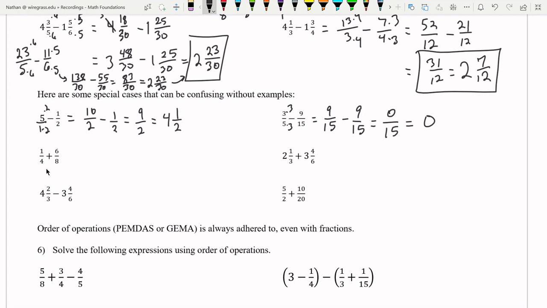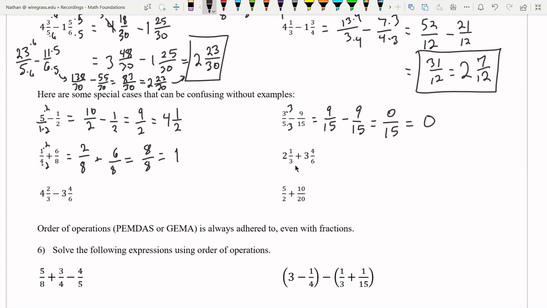Okay, the common denominator here is going to be 8. I'm going to multiply this one by 2 over 2. We get 2 over 8 plus 6 over 8. 2 and 6 gives us 8 over 8. And 8 can go into 8 one time. So this is just the whole number 1. You can also divide top and bottom by 8, right? And you're going to get 1 over 1, which is just 1 still.